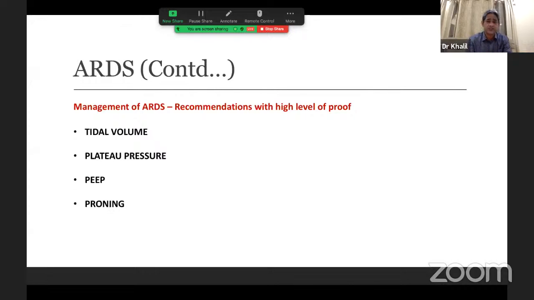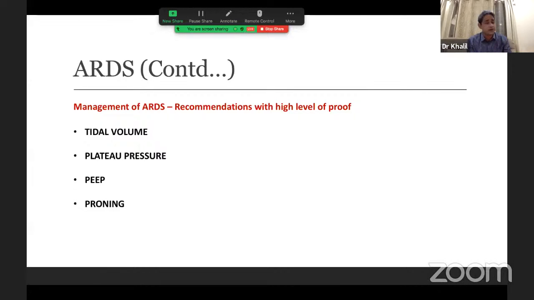The third important aspect, which has a high level of proof in managing children with ARDS, is the PEEP. We all know PEEP keeps the alveoli in a partially open state. The repeated closing and opening of the alveoli will lead to atelectotrauma. So it has been proved beyond doubt that PEEP helps, and the level of PEEP which the child needs depends on the severity of the ARDS. Any PEEP level more than 12 is regarded as a high PEEP, and in cases of severe ARDS where the PF ratio is less than 100, you may need high PEEP to keep the alveoli open so that the chances of atelectotrauma are minimized.